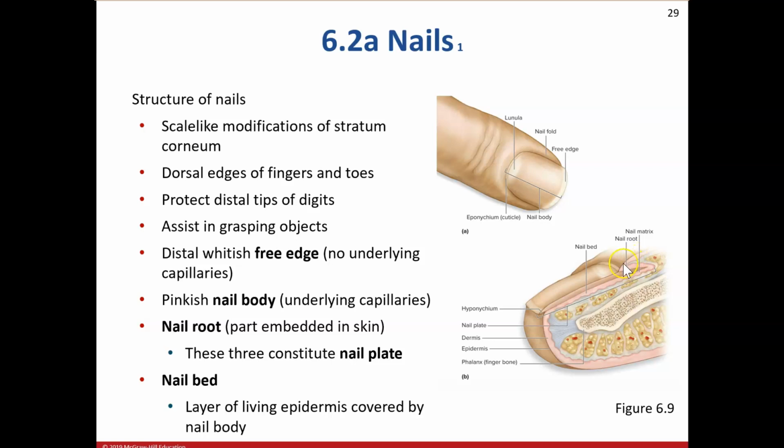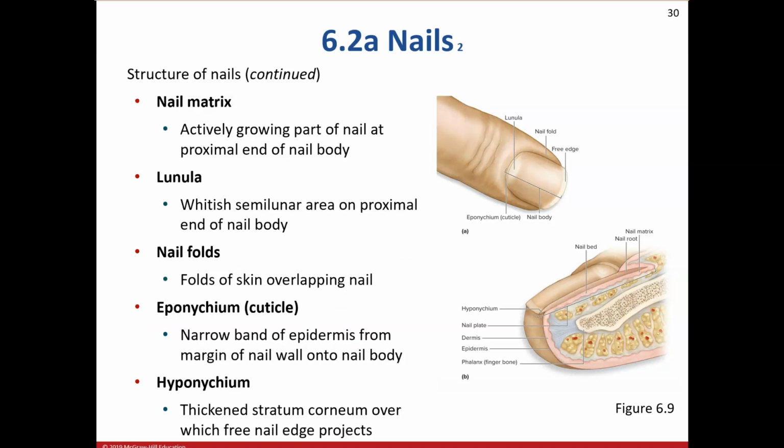So this portion over here is our skin. And this nail root, along with the nail body that we discussed and the free edge, are all constituting the nail plate. And the nail bed, which we see below over here in this pink, is going to be the layer of our living epidermis covered by our nail body. Now let's talk about our nail matrix. So careful, because a lot of people mix up this nail root with the nail matrix. The nail matrix has actively growing portions of our nail at the proximal end. So if this nail matrix becomes damaged, then the nail will no longer grow.